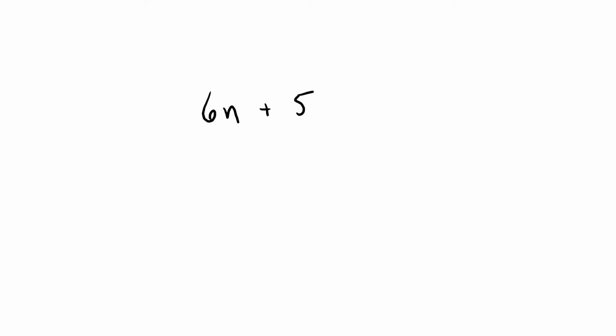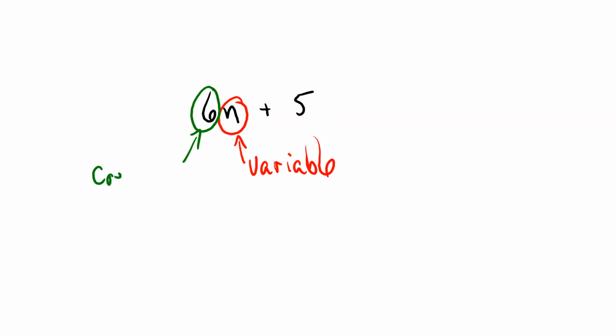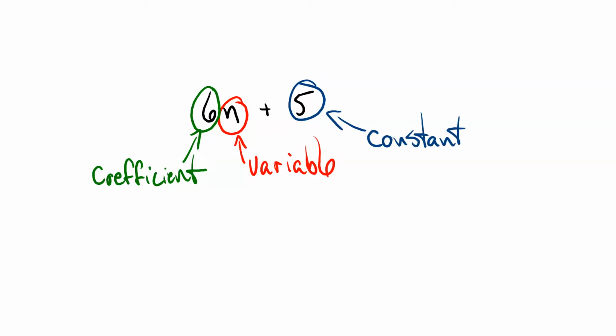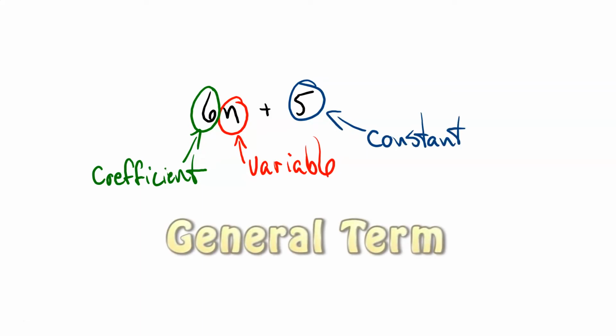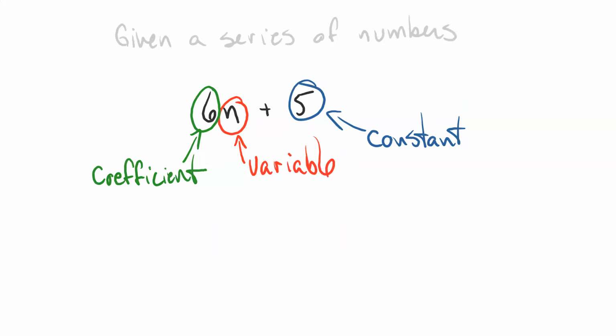If this was the general term of a linear series, the first thing we want to identify is the n, and the n is a variable. The second number, the number out in front of that, is the coefficient. And finally, the last number we call the constant. Those three pieces together, when put together in this way, give us the general term of a linear series.